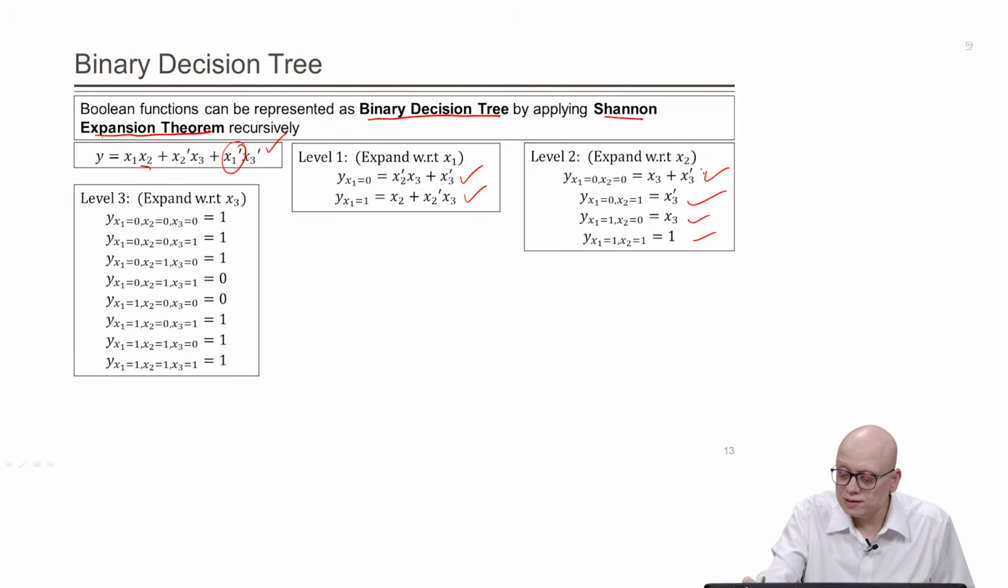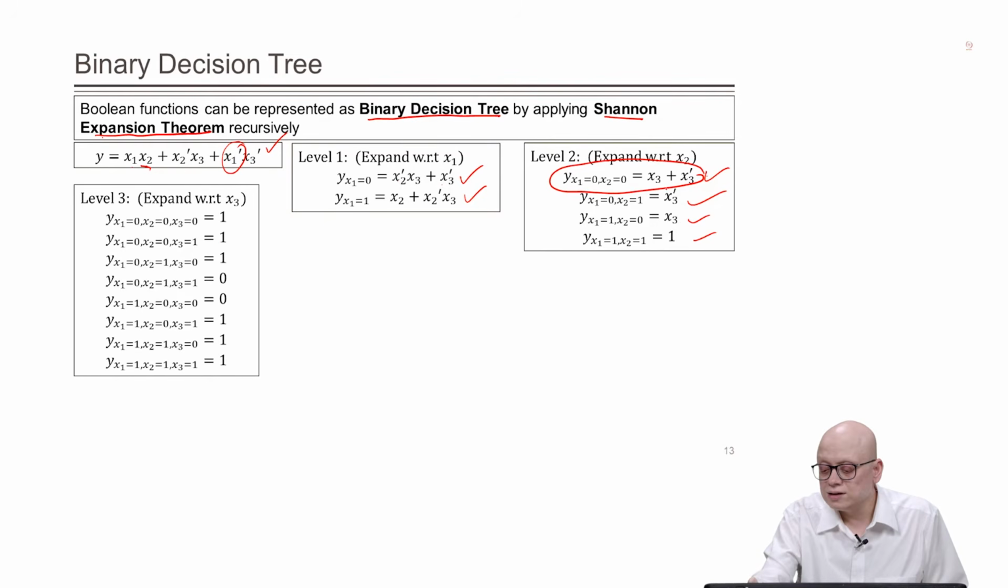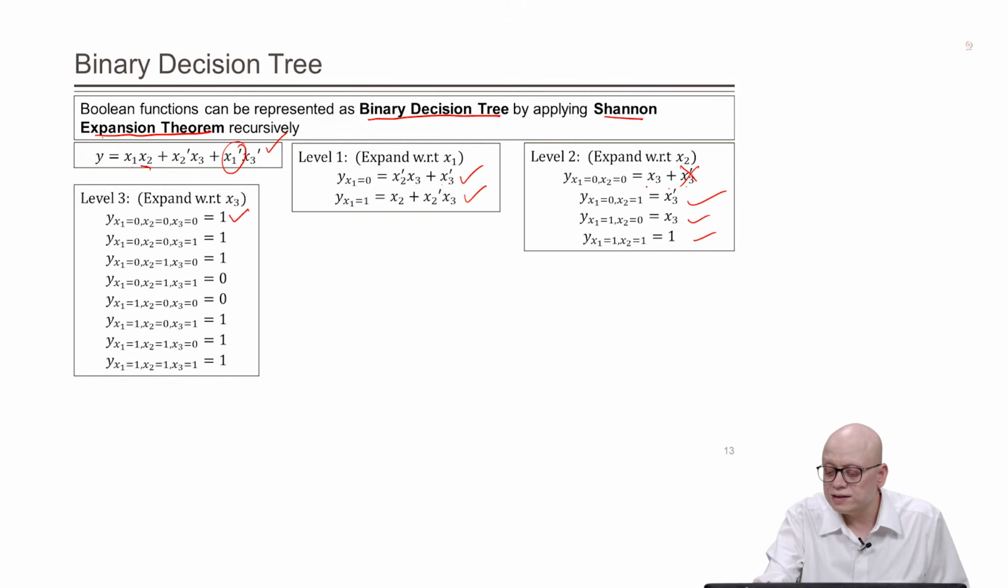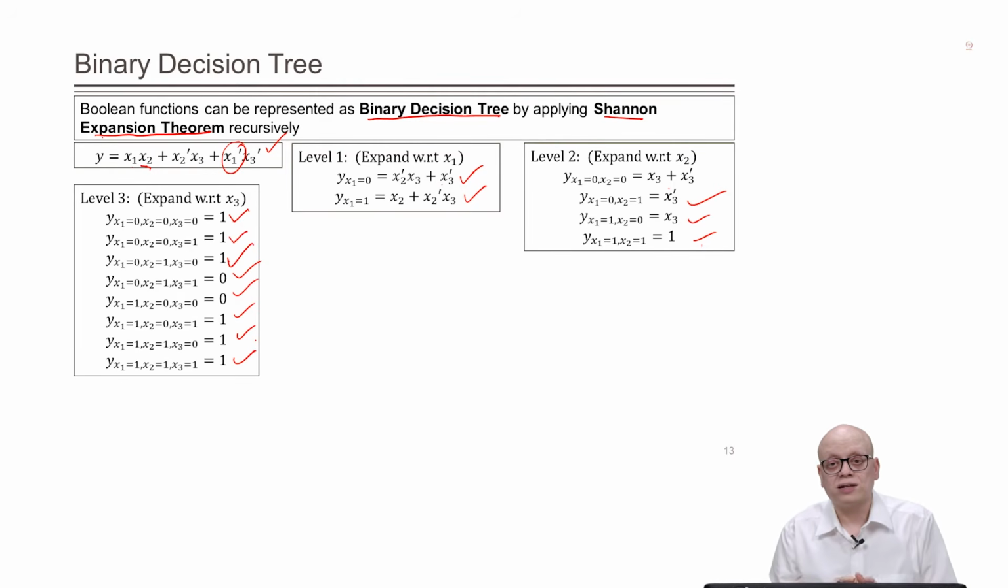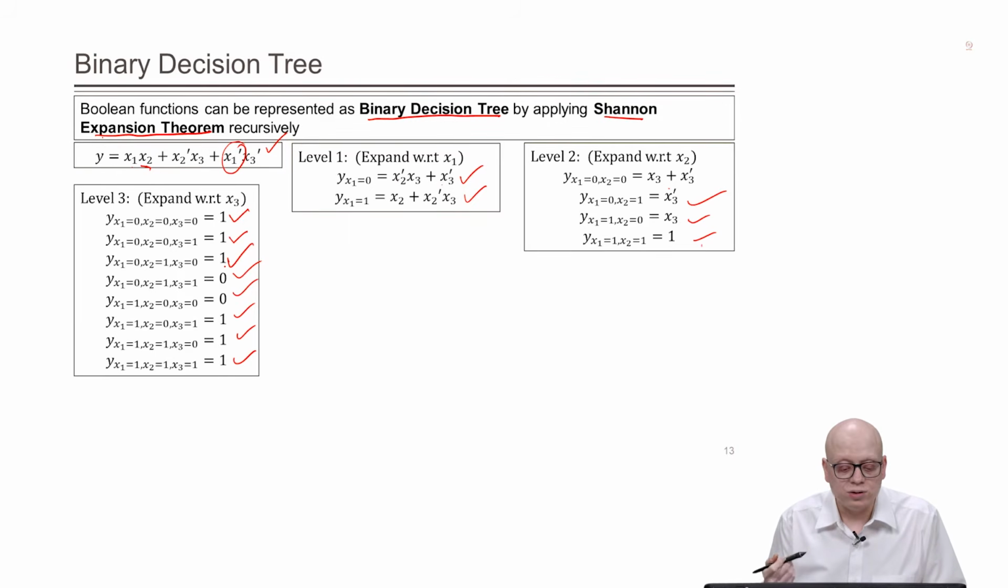For this sub function, we take first x3 equal to 0. Then this term becomes 1, so this sub function becomes 1. Next, we take x3 equal to 1, then this term goes away and this becomes 1, and therefore this sub function becomes 1. Similarly, we expand each of these sub functions with respect to x3 and we get 8 such sub functions. Since we have exhausted all the variables, the function will now take a value of 0 or 1.